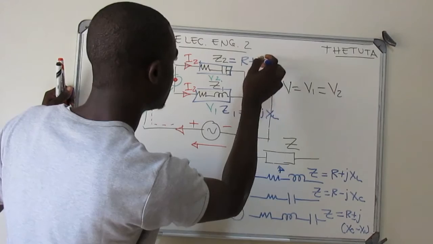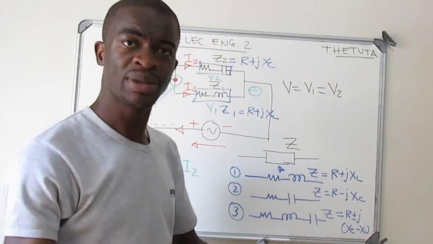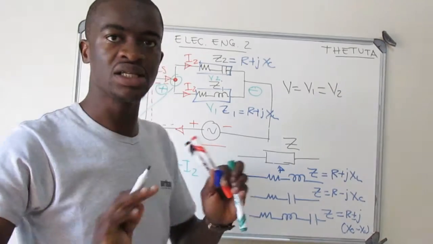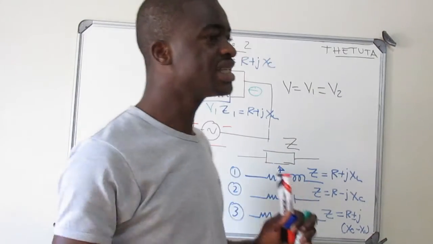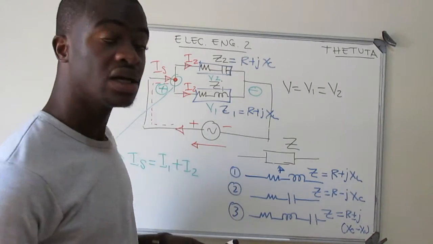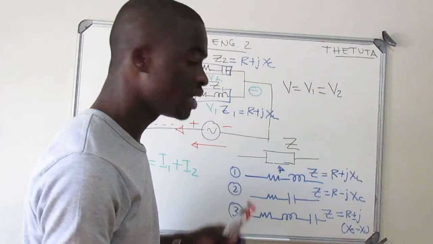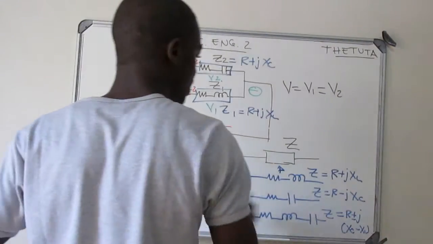R plus jXC. So this is just going to be some of the combinations that may happen in the circuit, but everything else is the same. If you understand your power factor, if you understand how to do your phasor diagram, anything else here is just a matter of you playing with the impedance. Okay? So let's have a look at another example that you may have in the circuit.